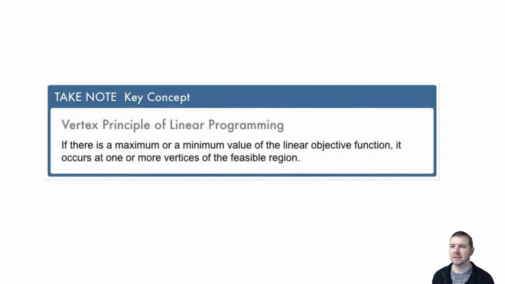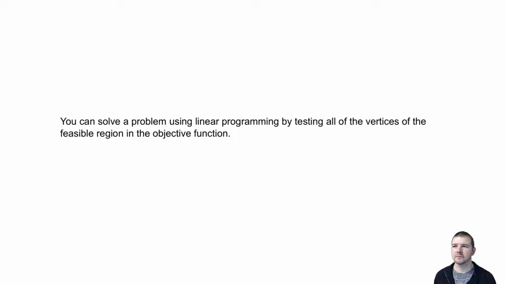Take note, key concept, the vertex principle of linear programming. If there is a maximum or a minimum value of the linear objective function, it occurs at one or more of the vertices of the feasible region. You can solve a problem using linear programming by testing all of the vertices of the feasible region in the objective function.